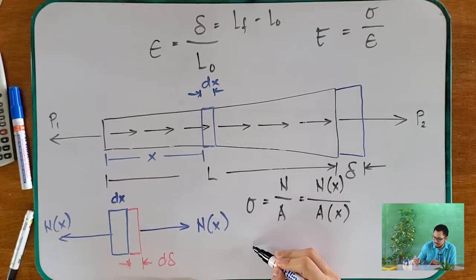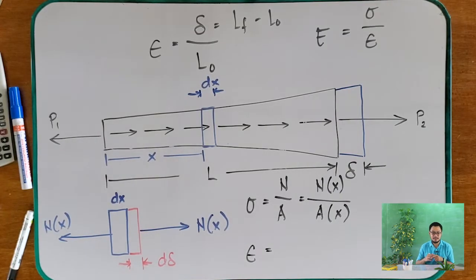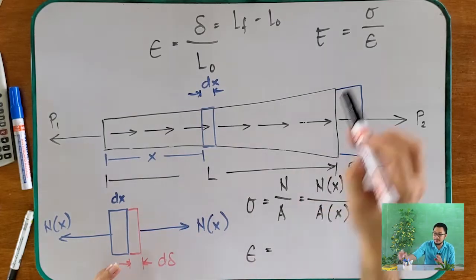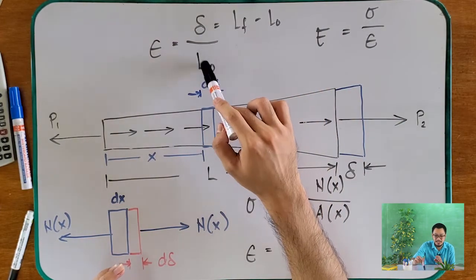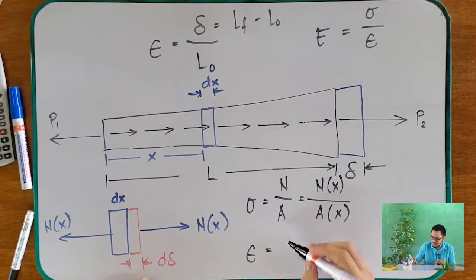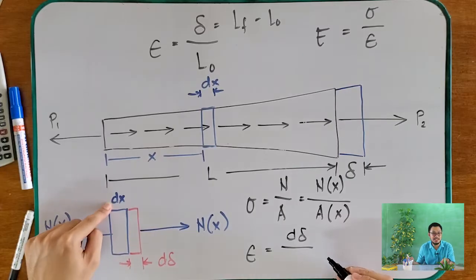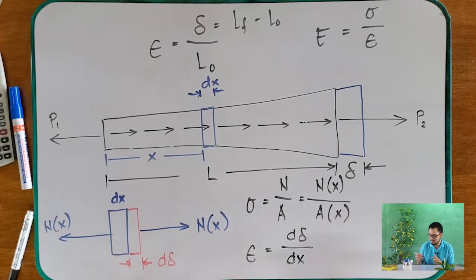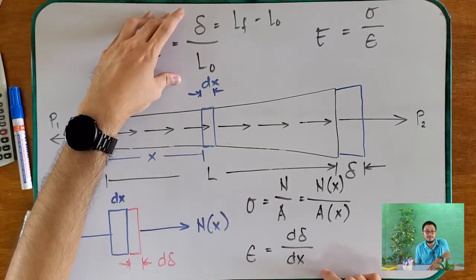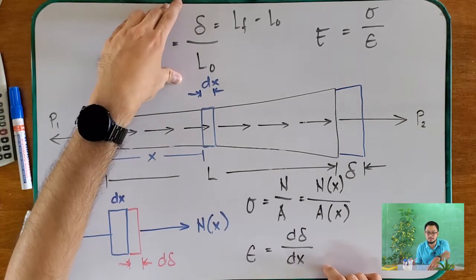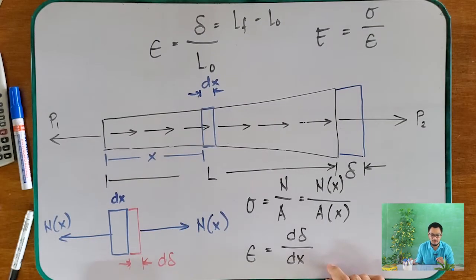And how about for our strain? Ang atong strain, nakibaw ta nga, atong strain is your delta over initial length. So what is your delta here? This is your d delta over your initial length of dx. So this is your d delta over dx. Sa imong strain from this formula that we have learned on many lessons ago.